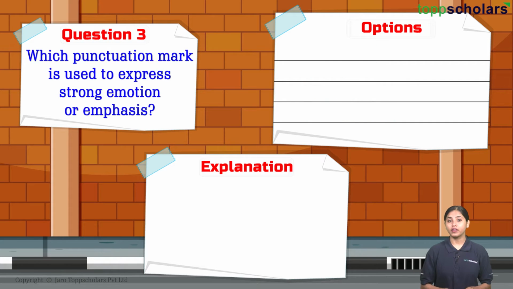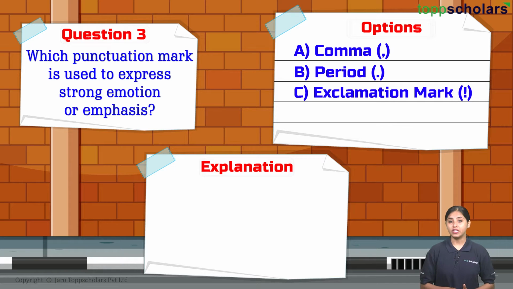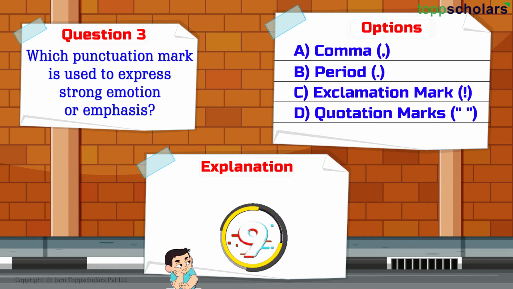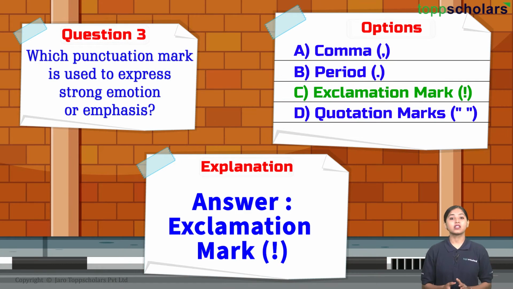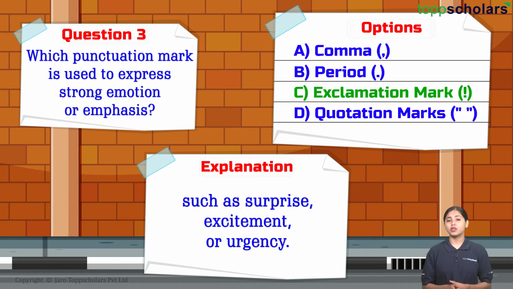Which punctuation mark is used to express strong emotion or emphasis? Option A, comma. Option B, period. Option C, exclamation mark. Option D, quotation marks. Answer, exclamation mark. The exclamation mark is used to express strong emotion or emphasis, such as surprise, excitement, or urgency.